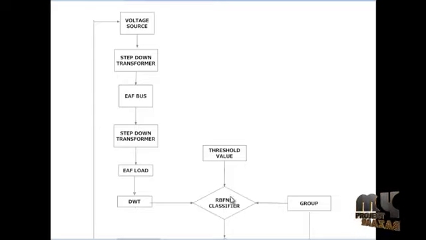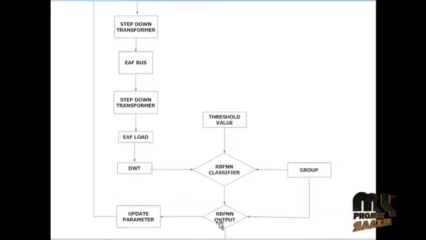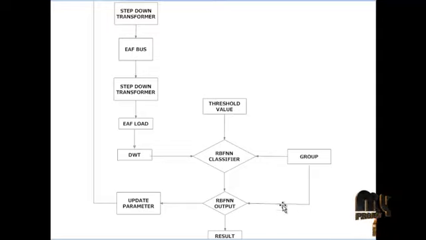The RBF classifier is trained by threshold value and group. The threshold value is the particular value of the refining, melting and striking processes, and the group is the melting, striking or refining process. Now the RBF classifier classifies the DWT decomposed wave and analyzes the result. If the RBF output result is equal to the group, it will show the result. If it is not equal to the group, it will update the voltage and frequency parameters, and then the process runs again.